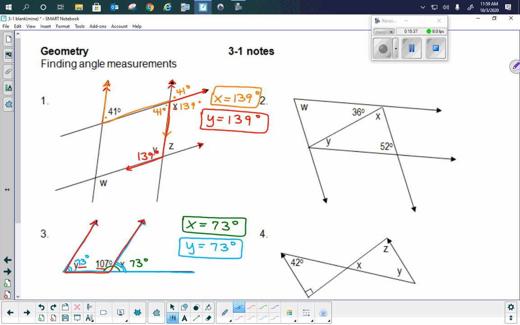Different way: either I can see that y and z are supplementary, or I could see that x and z are inside of a C. Either one of those will tell you that you should be doing 180 minus 139 to get that z is 41 degrees. Again, don't forget, cross your Z's for upper level math. That's what you're in, so z equals 41 degrees.